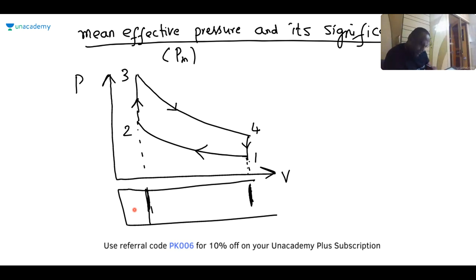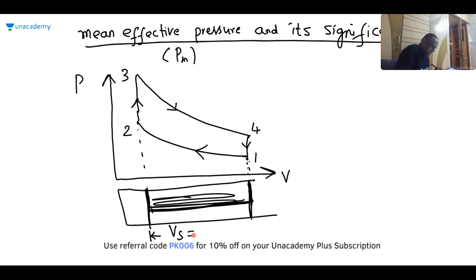Which will be the bigger line, 2, 3, 4, 1? One second please, let me complete it. I'll tell you, don't worry. The piston is moving from this end to this end, and it is sweeping this volume, which we call the swept volume. It is sweeping from V1 to V2, so V1 minus V2 is the swept volume.